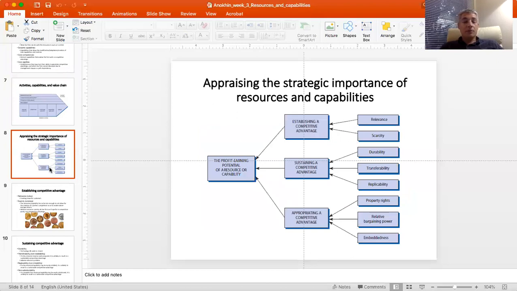Not every capability is equally important. So when you try to assess the strategic importance of different capabilities, there are three things that you look at. Whether or not they can establish a competitive advantage, whether or not that advantage can be sustained, and whether or not you can appropriate that sustainable competitive advantage.